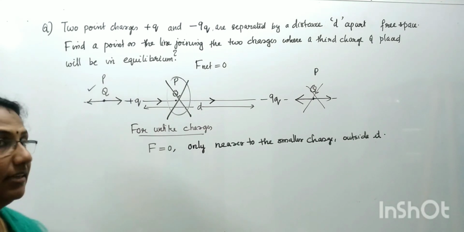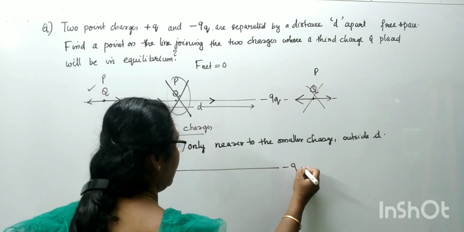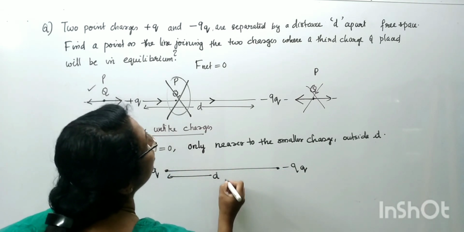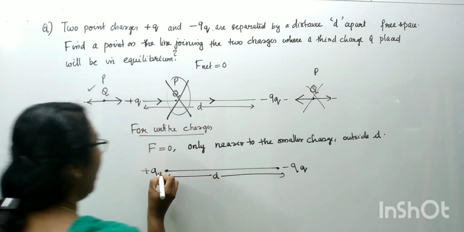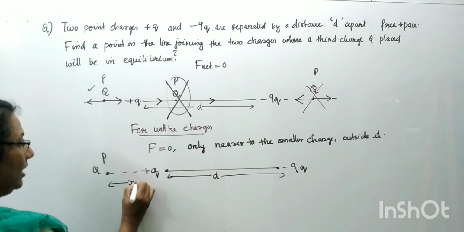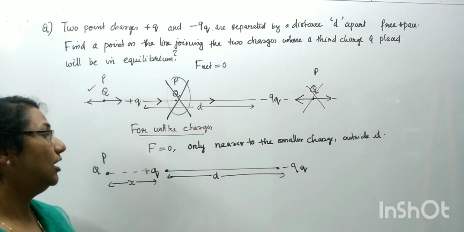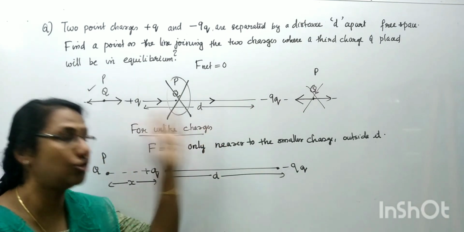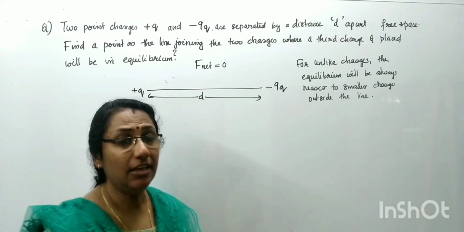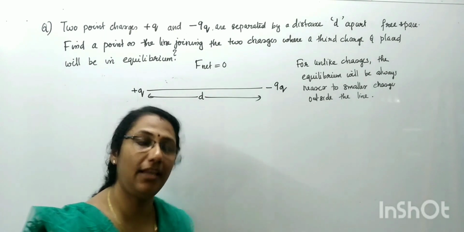We can take it once more: plus Q, minus Q, 9Q. This distance is D, isn't it? Yes, this distance is D, and here is a point P where capital Q is kept at a distance x. The force will be 0 only at this point. Force F is 0 only nearer to the smaller charge, outside it. So we understood that if the charges are unlike, the equilibrium will always be nearer to the smaller charge, outside the line.